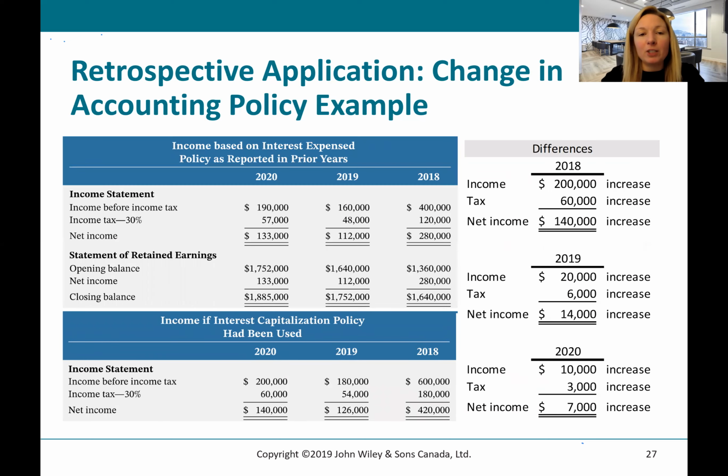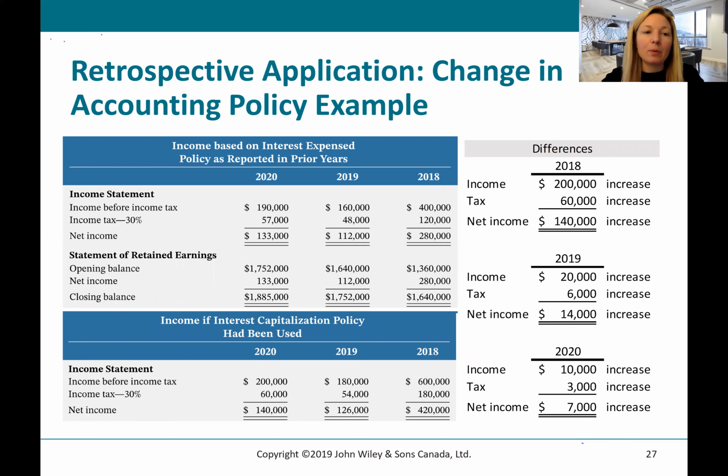Okay, so here's the information that we're given. So in the question, we're given all this information. So we're told the income based on interest expense policy. So the first box there is what happened. The second box underneath it is what should have happened if they had followed the new policy that they want to adopt.